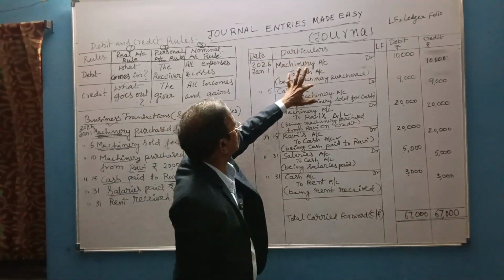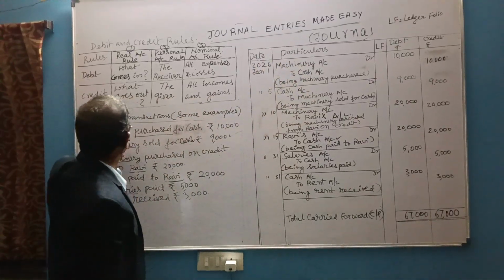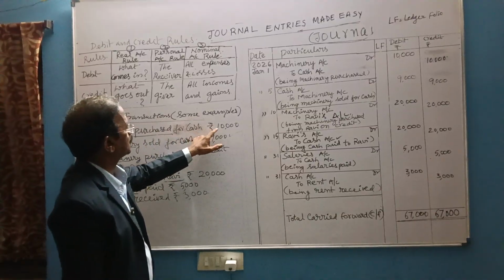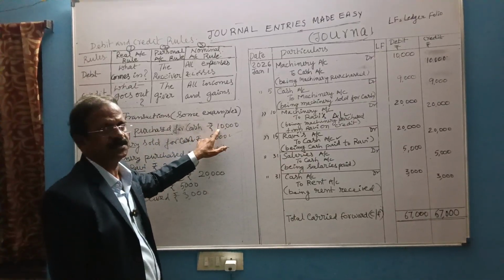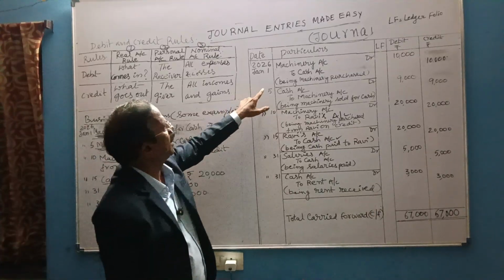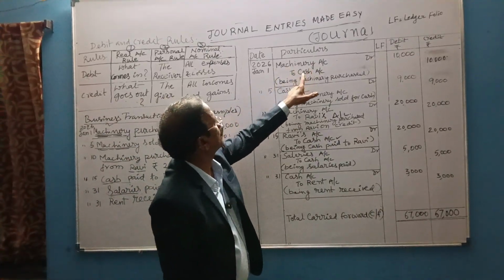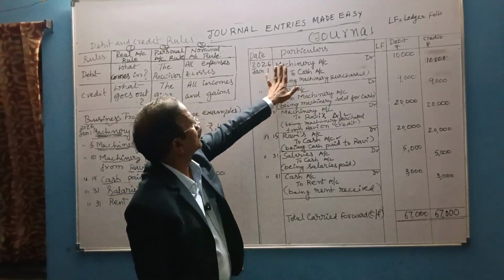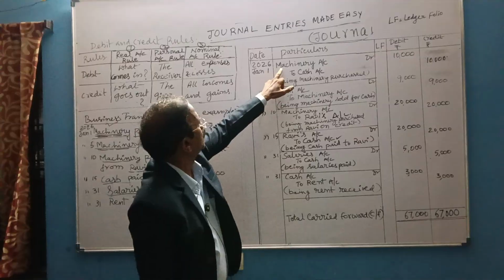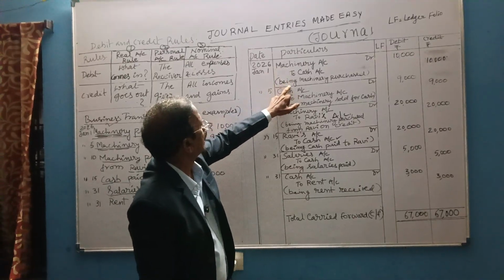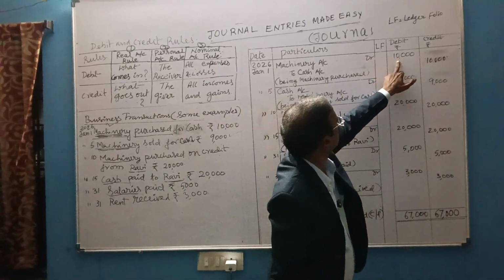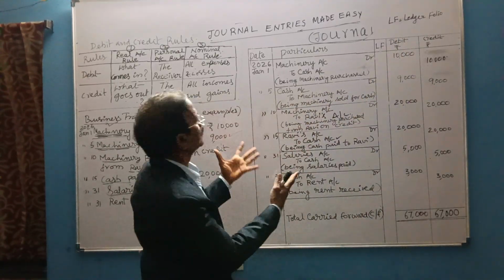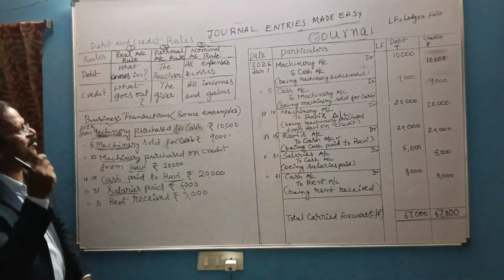See, this part is a journal entry. This is a business transaction: machinery purchased for cash, rupees 10,000. For this, we have recorded like this: machinery account debit to cash account. What are the parts in this? Date part, debit part, credit part, narration, DR 10,000, debit 10,000, credit 10,000. How these are recorded here, now I am going to discuss.